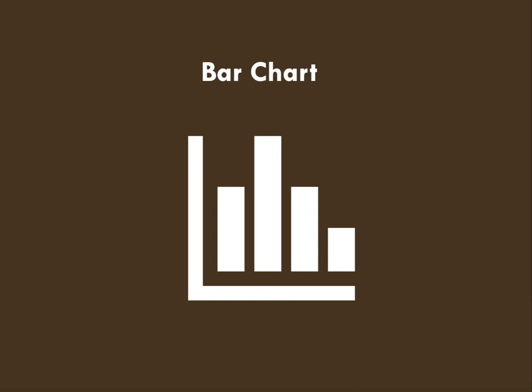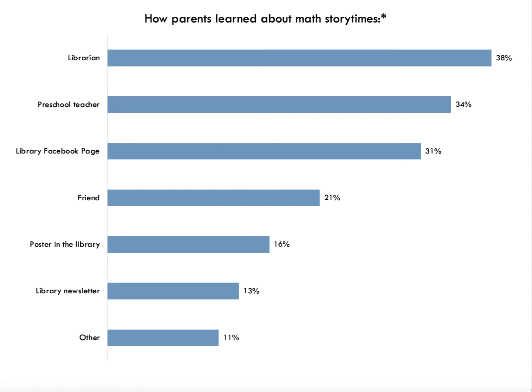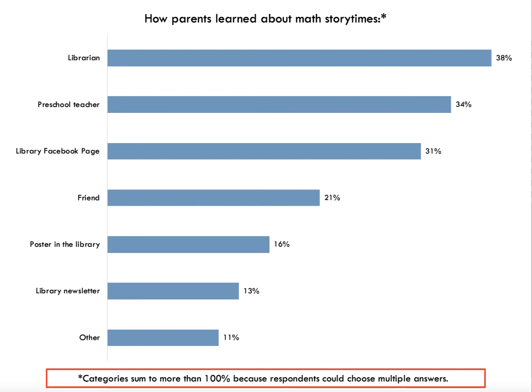Bar charts are versatile and can be used for other purposes as well, including when your categories sum to more than 100%, such as in this chart presenting the results for a survey item indicating how parents learned about the math story times. This situation can happen if respondents can select all that apply on a survey question with multiple response options.